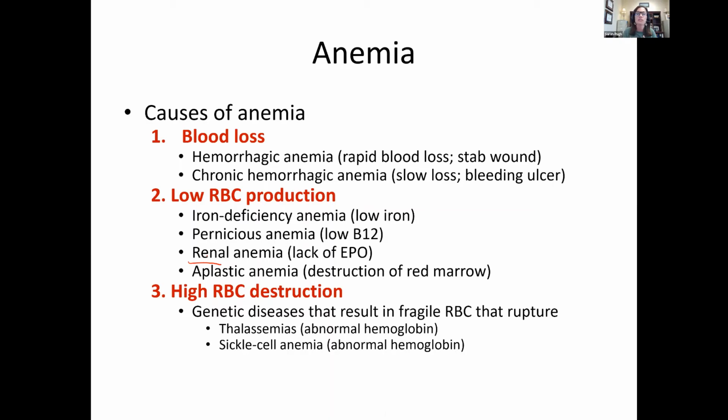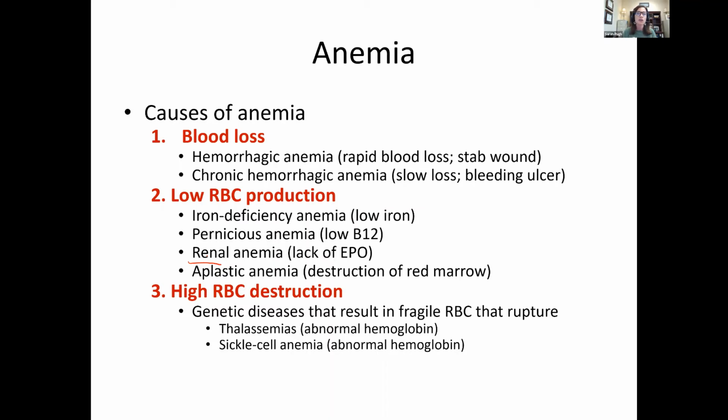And then the last one is called aplastic anemia. This is destruction of red bone marrow. And this can happen from medication, chemotherapy drugs, can happen from viruses. So that is aplastic anemia. If your red bone marrow has been destroyed, then not only can you not make red blood cells, but you also can't make white blood cells or platelets.